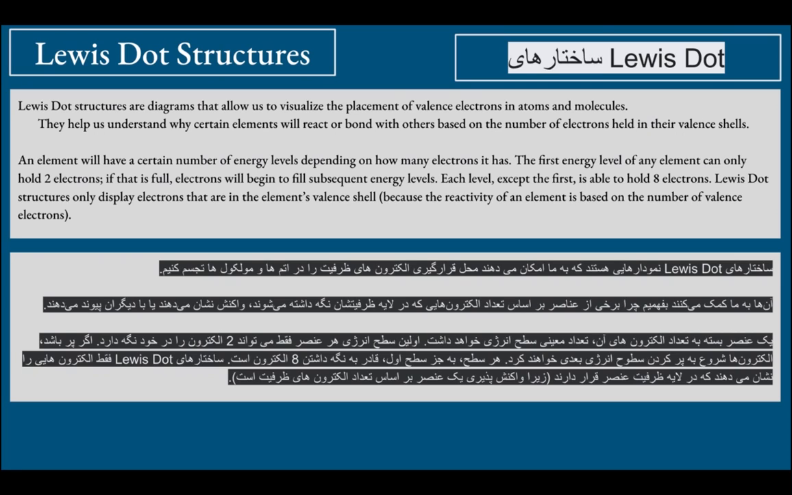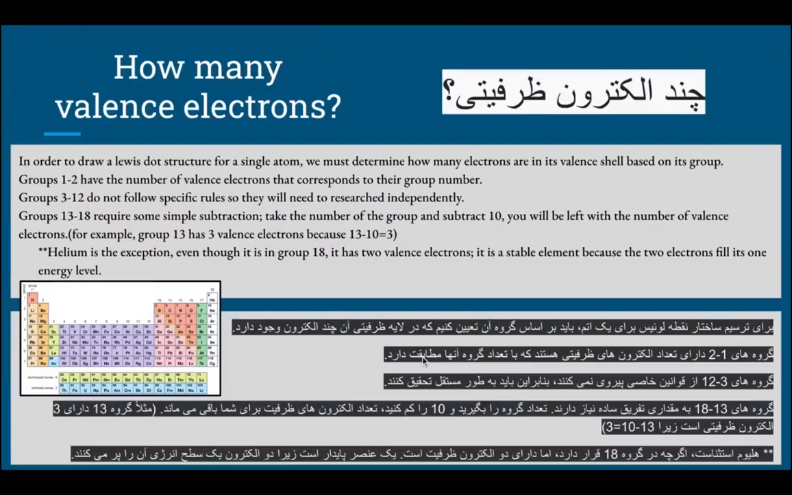Lewis dot structures only display electrons that are in the element's valence shell because the reactivity of an element is based on the number of valence electrons. In short, Lewis dot structures are diagrams that allow us to visualize the placement of valence electrons in atoms and molecules. Now, how do we figure out how many valence electrons there are? In order to draw a Lewis dot structure for a single atom, we must first determine how many electrons are in each valence shell based on its group.